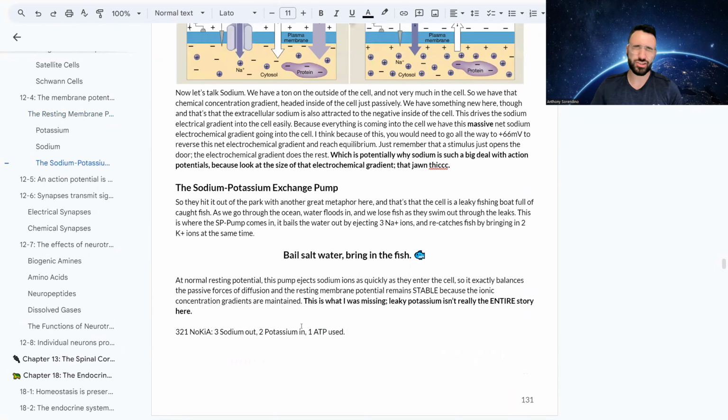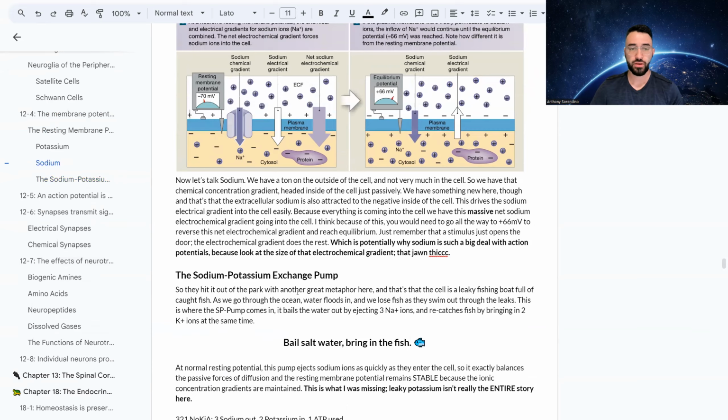What this does, and don't get too in the weeds, I tried to understand why are we sending more sodium out and only bringing 2 potassium in when it sounds like we would want to be bringing more potassium in. I tried going down that rabbit hole. I could not reconcile it. So don't really pay attention to why it's 3 and 2. Just know that it's 3 and 2. Okay.